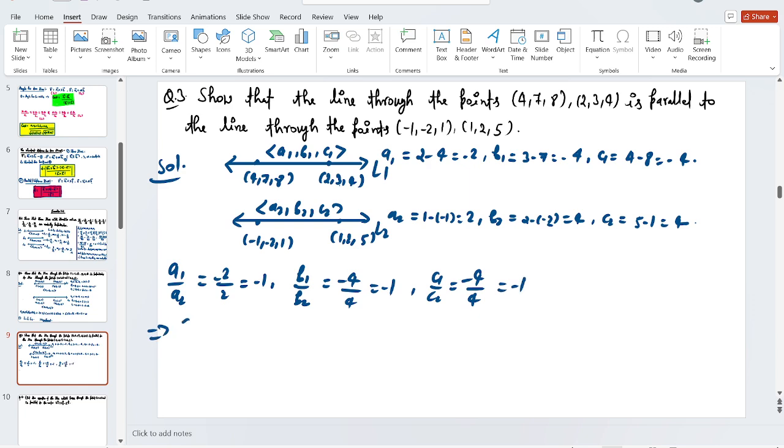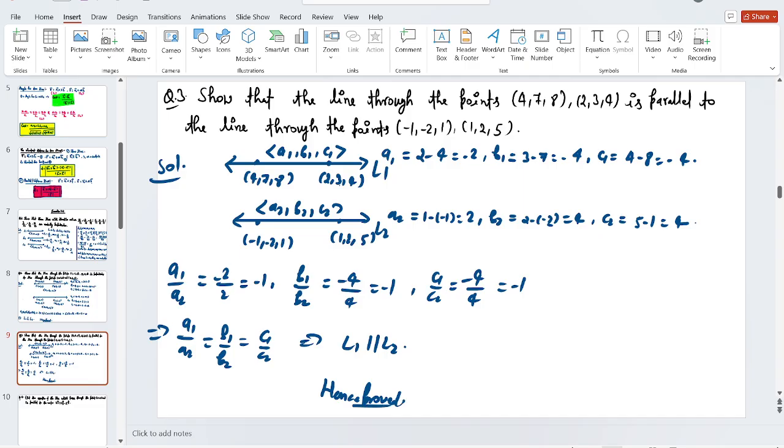And from above, A1 by A2 is equal to B1 by B2 is equal to C1 by C2. What does it mean? This implies L1 is parallel to L2. Hence proved. I hope it is clear to you.